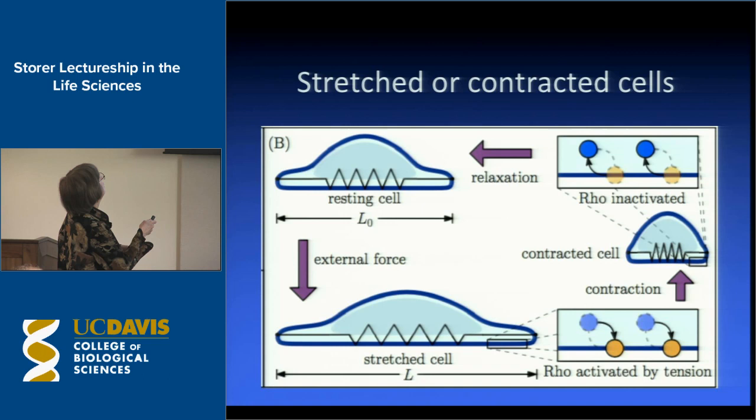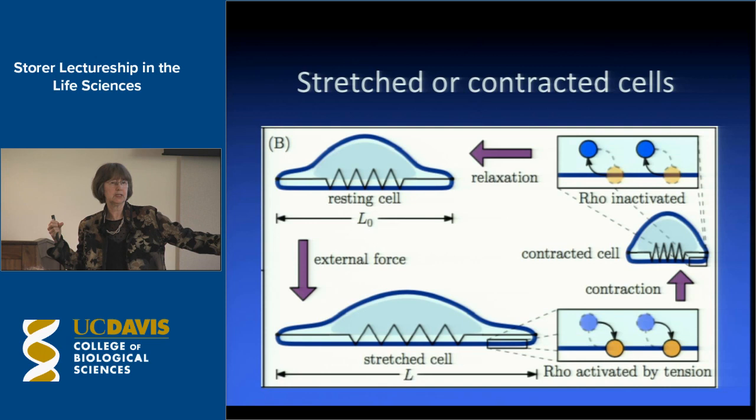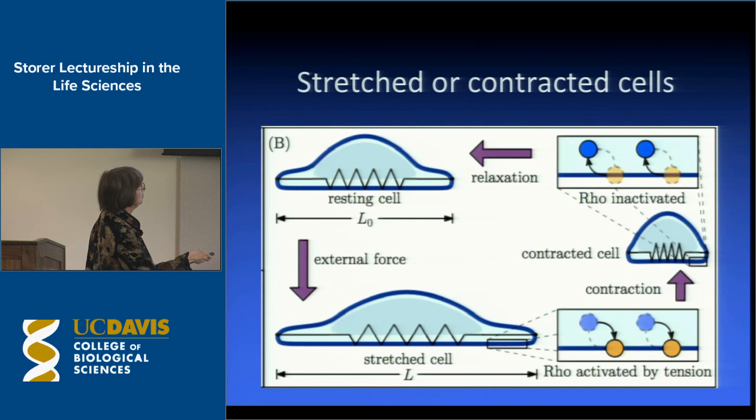So think of a resting cell. It has some kind of a length or area. Now an external force comes along and stretches that cell so that it feels that it's in tension. It has a new length. That activates a whole bunch of Rho, which causes contraction. All of a sudden, the cell is smaller.